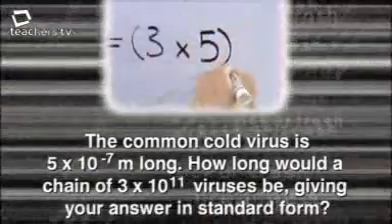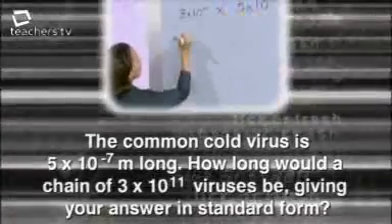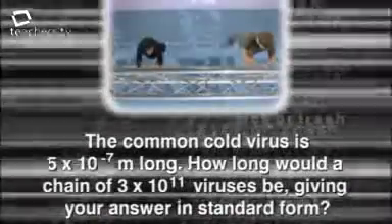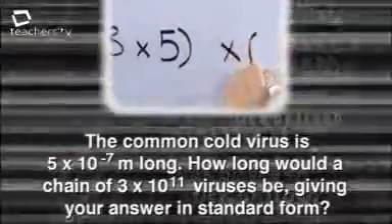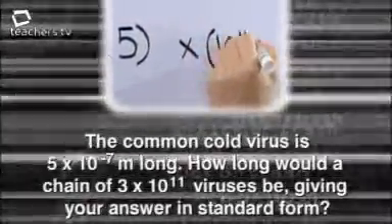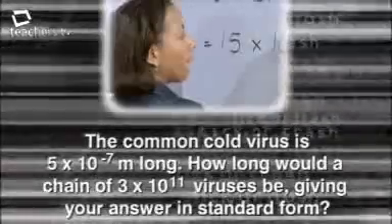Here's the question again. If the common cold virus is 5 times 10 to the power of -7 metres long, placed end to end, how long would a chain of 3 times 10 to the power of 11 viruses be in standard form?